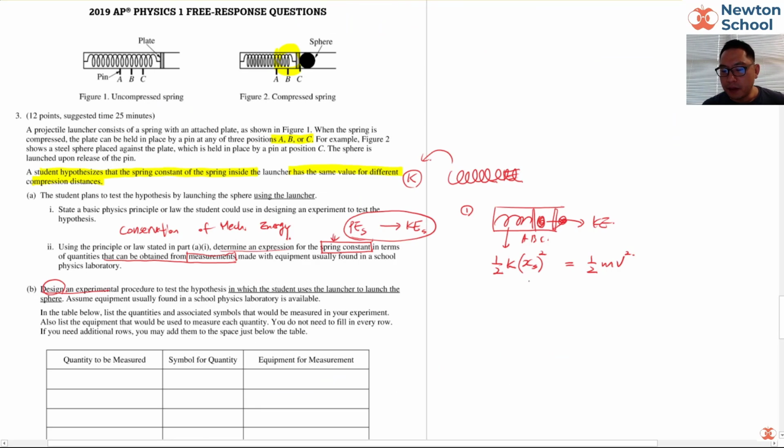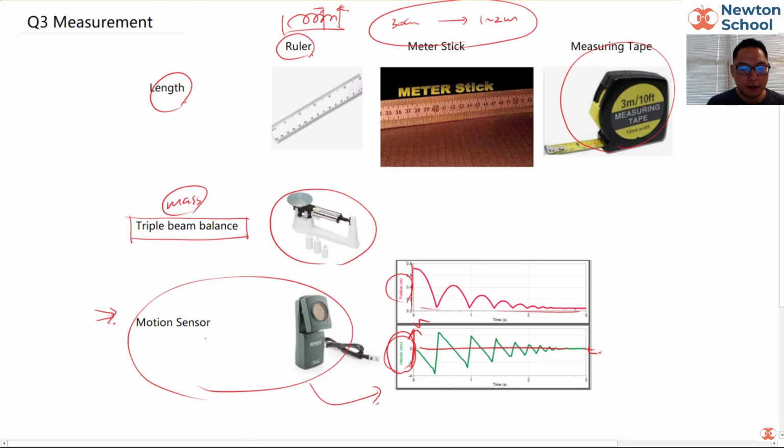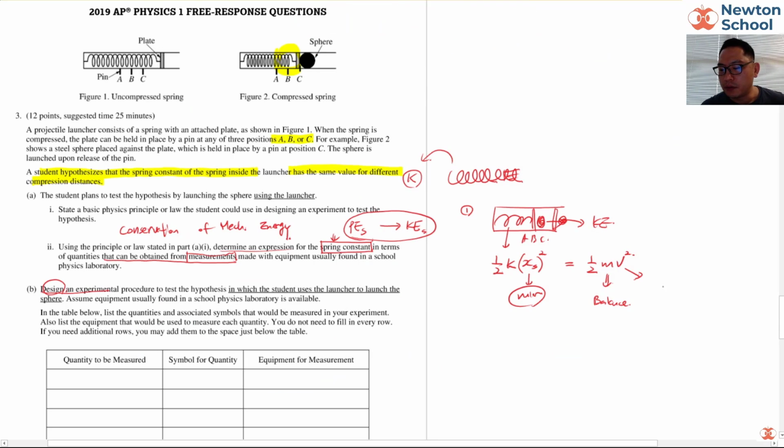So in this case, I can measure XS by a ruler. I can measure mass by the triple beam balance. Then I can measure velocity using a motion sensor, right? And then you have to express the spring constant K. So cancel 1/2, and K will be mv squared, these are all measured, over XS squared. You can do it that approach.